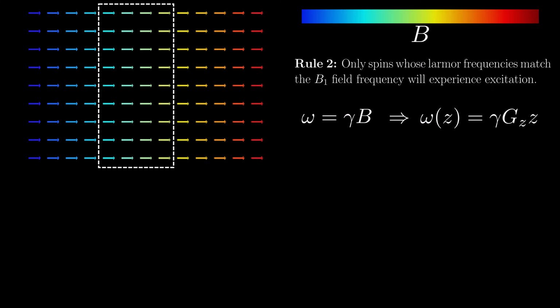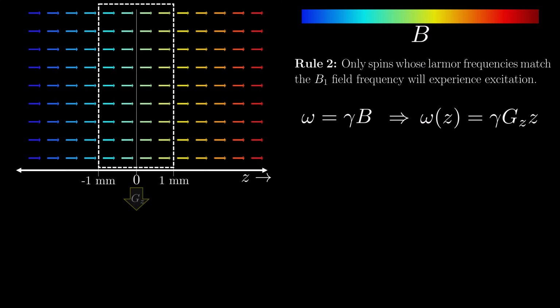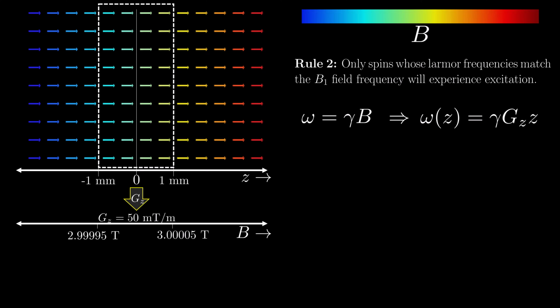Now the slice we wish to excite spans a defined distance. For example, if we want a 2 mm thick slice at isocenter, then the left and right edges of the slice are at -1 and +1 mm respectively. By applying a gradient, we assign a magnetic field strength to these locations in space. For example, if we apply a gradient strength of 50 millitesla per meter, then the left edge of the slice is at field strength 2.99995 Tesla, and the right edge at 3.00005 Tesla.